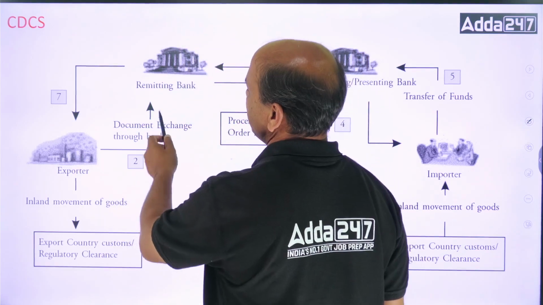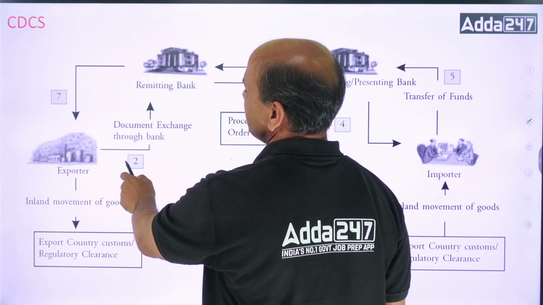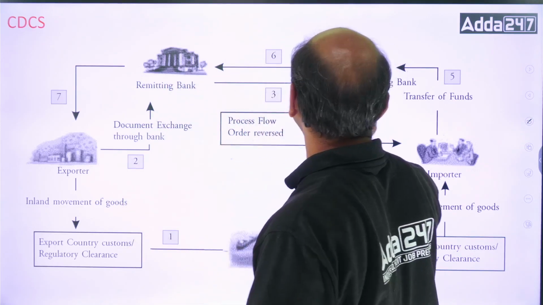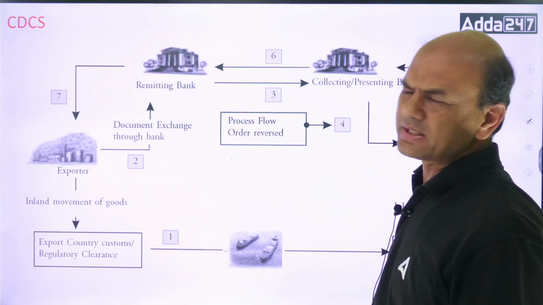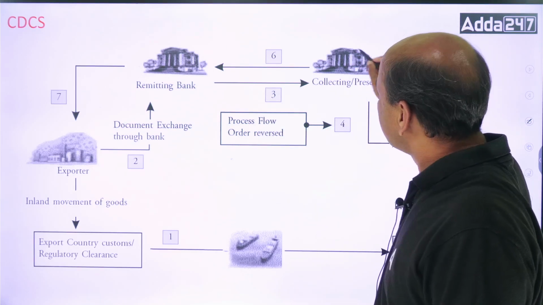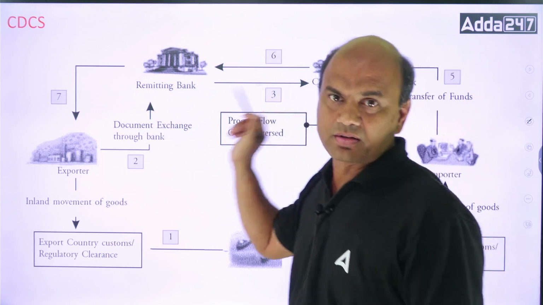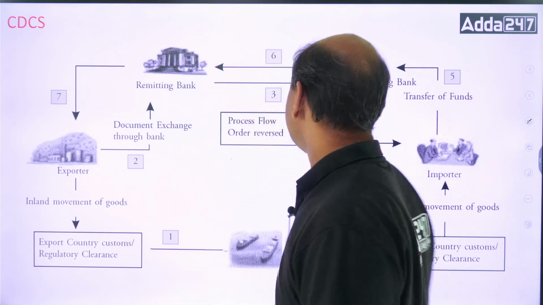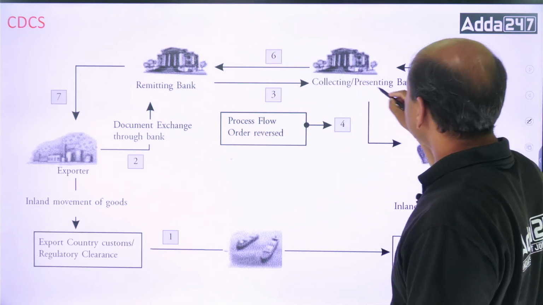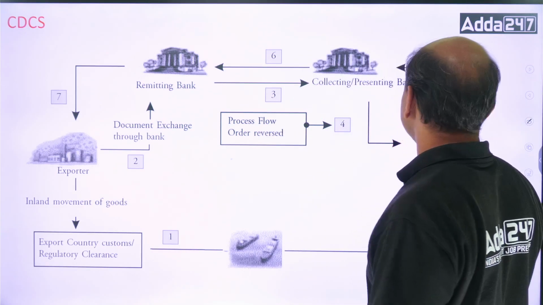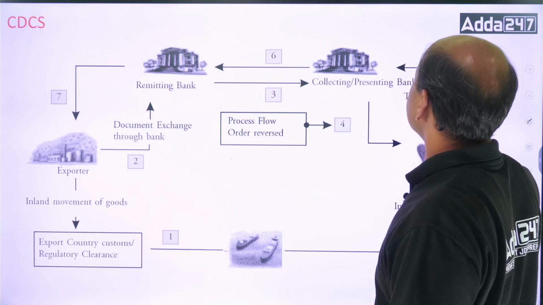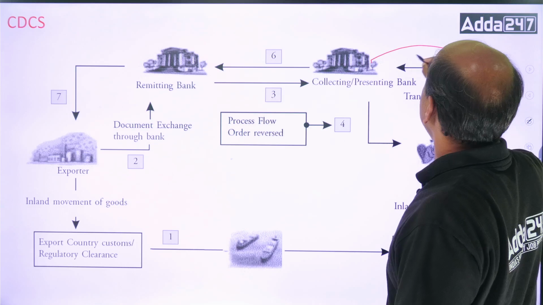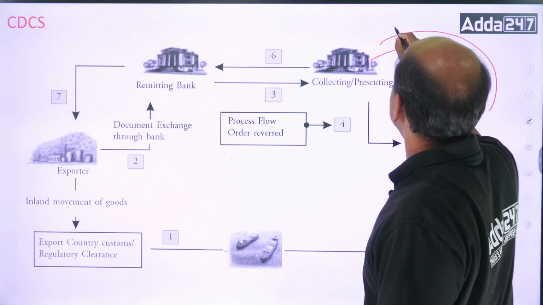Documents are exchanged through the bank. This is the remitting bank. The exporter will give the documents to his bank, the remitting bank. The remitting bank will further send it to the collecting bank, or we call it the presenting bank. Now here the change occurs. If it's a DP bill, what happens? This collecting bank will give the documents to the importer only on payment. Documents given and payment received.